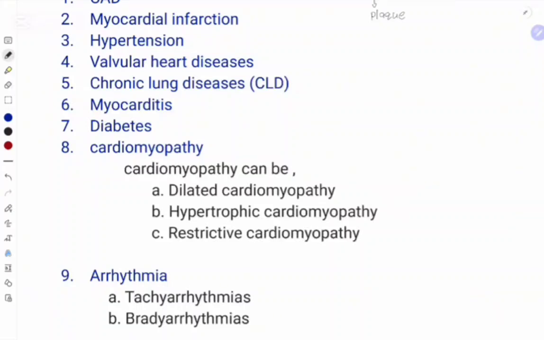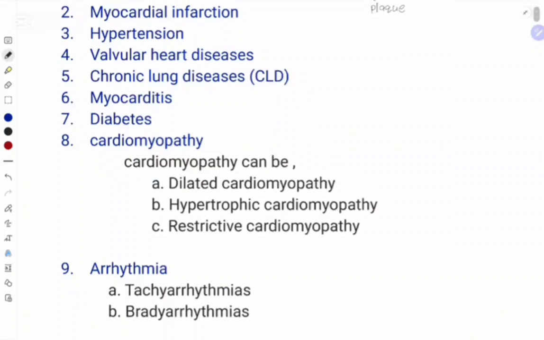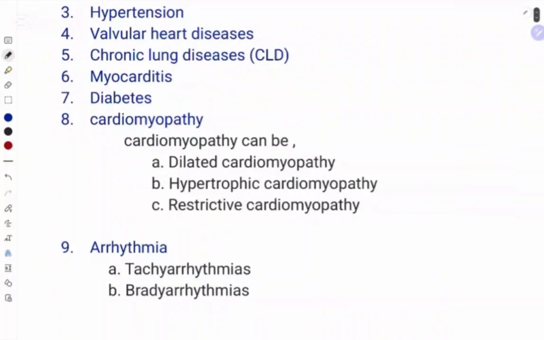And valvular heart diseases. In valvular heart diseases, we can talk about stenosis and regurgitation. In other videos I will talk about them in more detail, but here I will give the basic idea. In stenosis, the heart has to pump harder to bring the blood out. This leads to hypertrophy of the cardiac muscles, which causes more workload to the heart, and further it leads to heart failure.